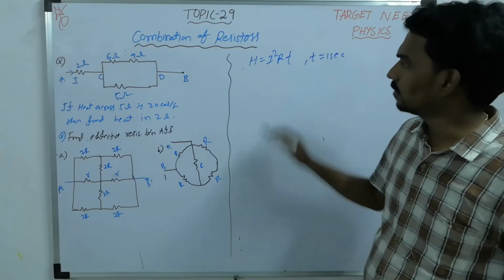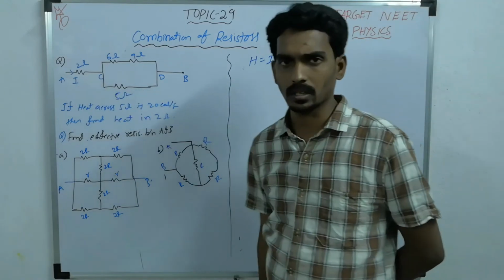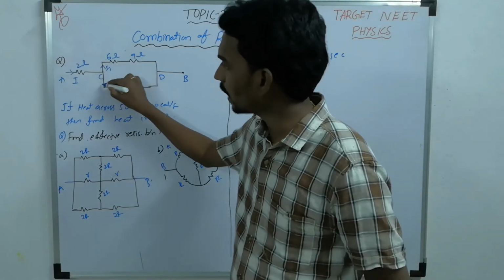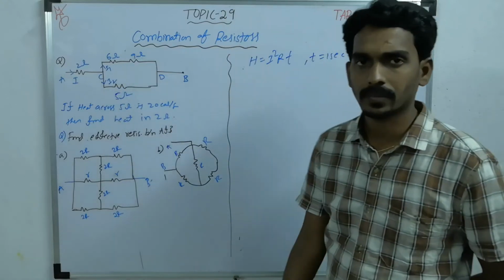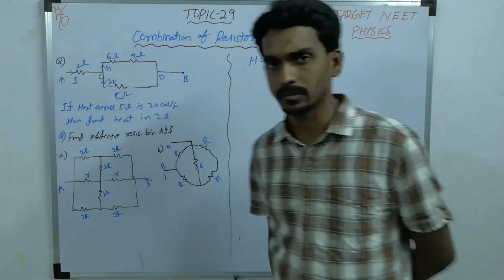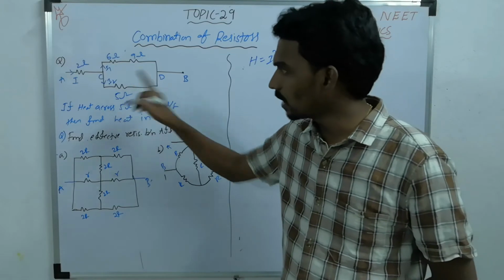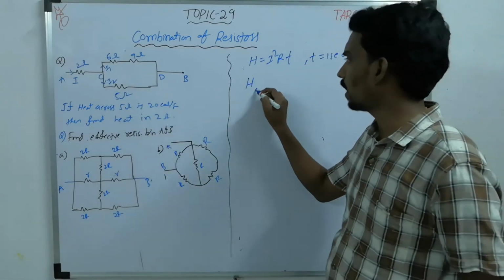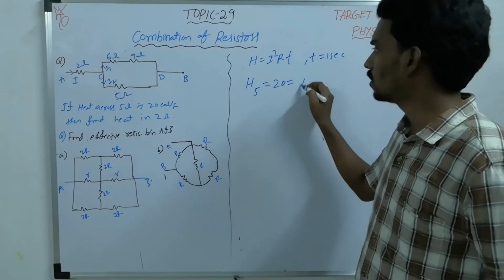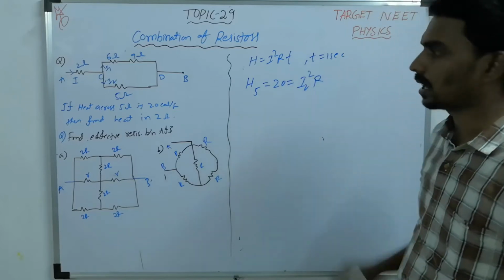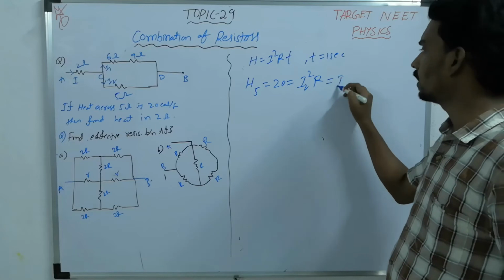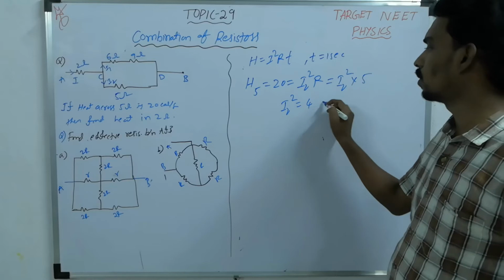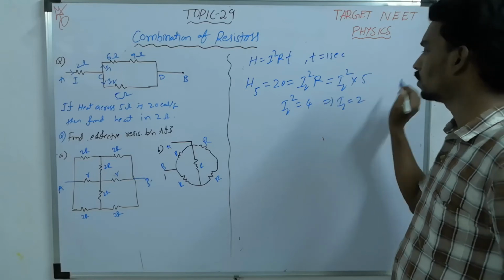So what do you have to find? The total current. But here the current junction is there, so here I1 and here I2. Then how to find I1, I2? Here in 5 ohm, what is the current? I2. Then H in 5 ohm is 20, that is I2 square R. I2 square into 5 equals 20, so I2 square is 4, which implies I2 equals 2.